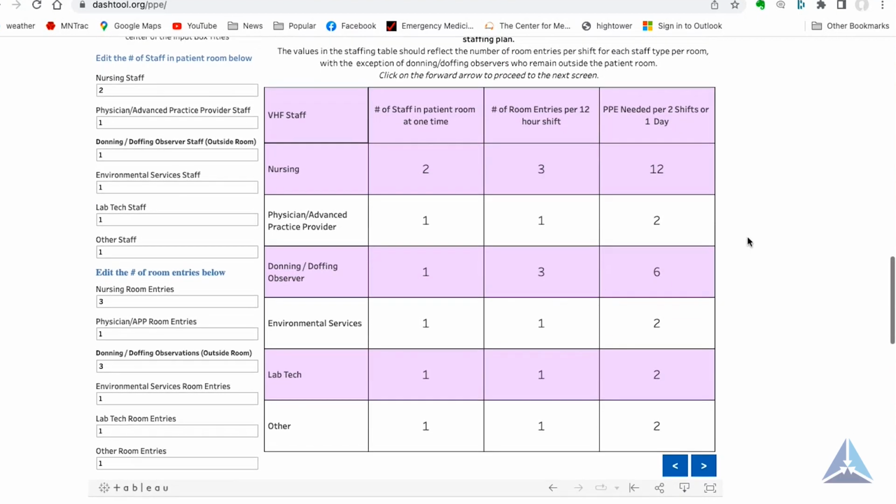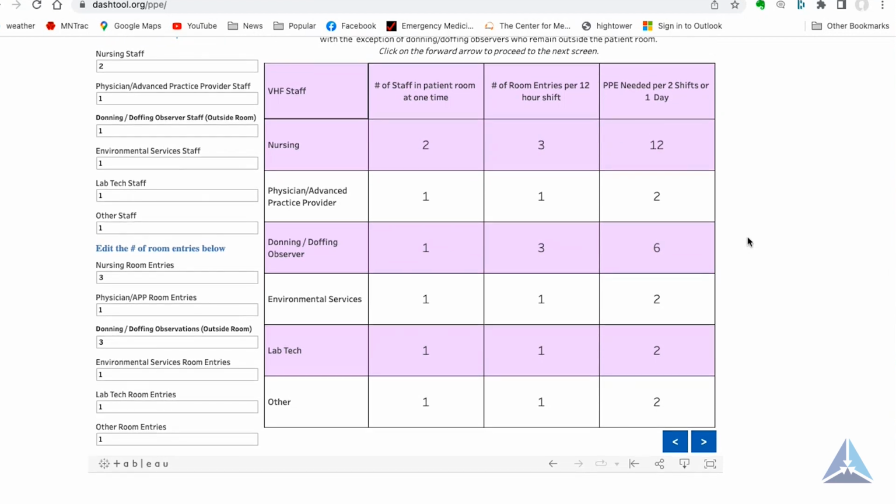And now this gets into our staffing. How many staff are going to be in the room at one time? How many room entries are we planning for across a 12-hour shift? And that will generate quantities of PPE needed across those shifts and by the day. So we can change this here if we are not allowing environmental services staff, for instance, into these rooms and having the nursing staff do the daily cleaning aside from a terminal clean. We can adjust these variables here to 0. If the nurses are drawing the labs, we can adjust lab tech staff to 0. And if we want to change the number of room entries, we can change that as well.